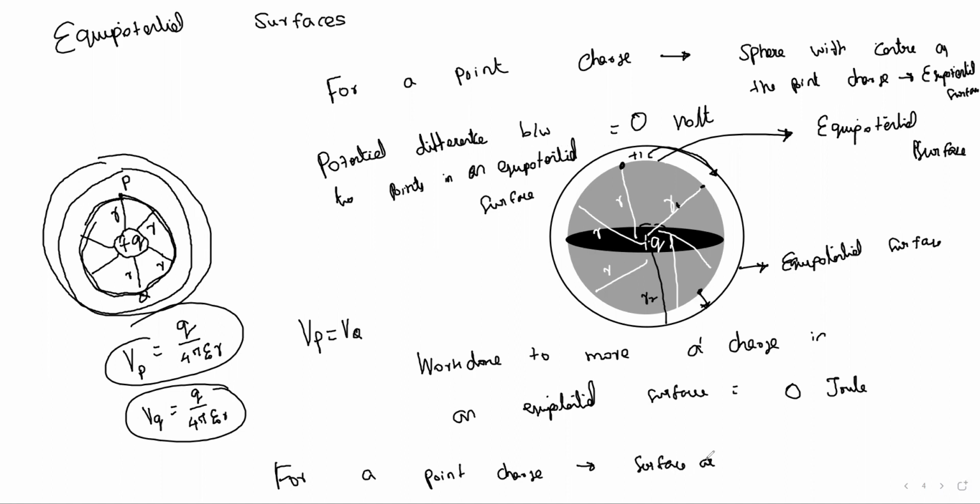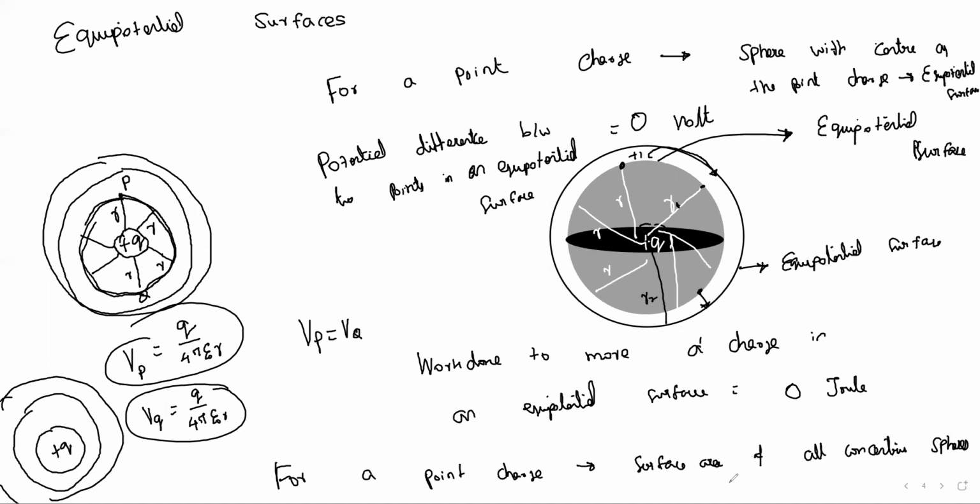Okay. So for a point charge, the surfaces of all concentric spheres are equipotential. Concentric sphere means, this is plus q. If you surround this plus q with one ball, that is concentric sphere 1. If you surround that ball with another ball, that is concentric sphere 2. So the surfaces of all the concentric spheres surrounding the point charge are equipotential surfaces. Is that clear?